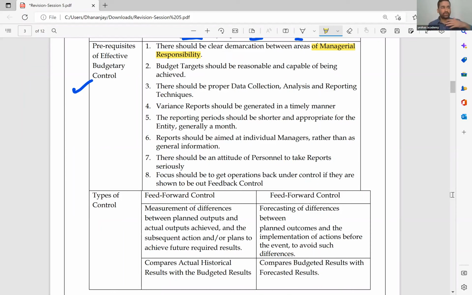If you just say team A, team B, team C, or this division, that division, the production manager is responsible, then one production manager cannot drive everything in the organization. You need to clearly mention the responsibility of every individual to achieve the target or to achieve the budget. Budget targets should be reasonable and capable of being achieved. If you set an unreasonable target, you know very well what is going to happen.